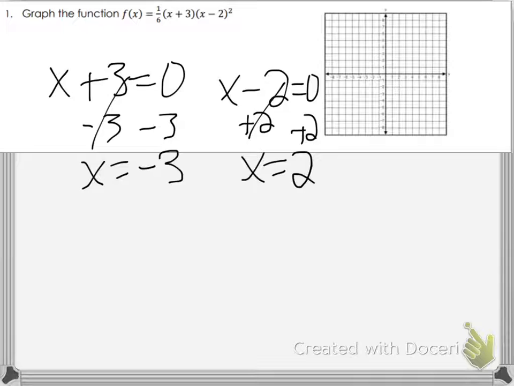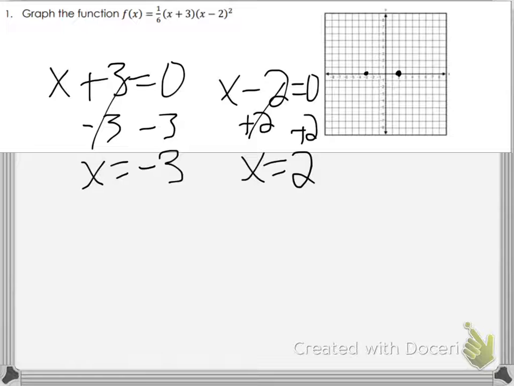So I can go over 3 on my x-axis, put a point. I can go to the left 3. I can go to the right 2 on my x-axis, put a point. Does everyone see how that gave me 2 of my points on my graph? My solutions are my zeros. My x-intercepts.